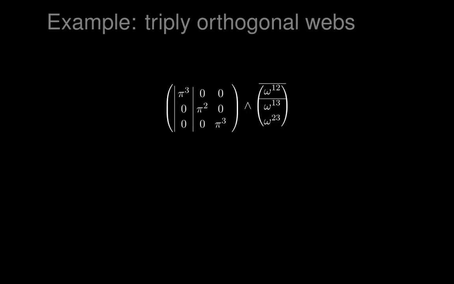We go back to triply orthogonal webs. This is a very simple example. We've got our var pi tableau matrix with its various pi's in it, wedged with our column of omegas. And we've indicated here the grades. Note that there's no omega 1. We don't need anything of grade 1. Nothing of grade 1 ever appears. So grade 1 is actually empty in this example.